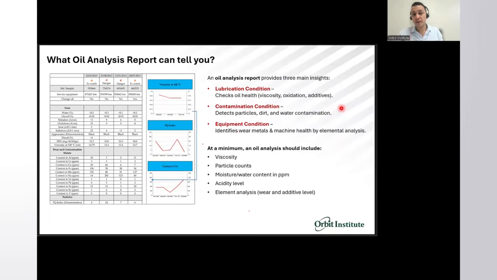It identifies the wear metals and machine health by elemental analysis, and many other wear debris analyses can do so. Okay, so at minimum, the oil analysis report should include the viscosity of the oil, the particle counting of the oil, the moisture content or water content in parts per million, the acidity level, and the elemental analysis, which gives you insights about wear and additive levels.